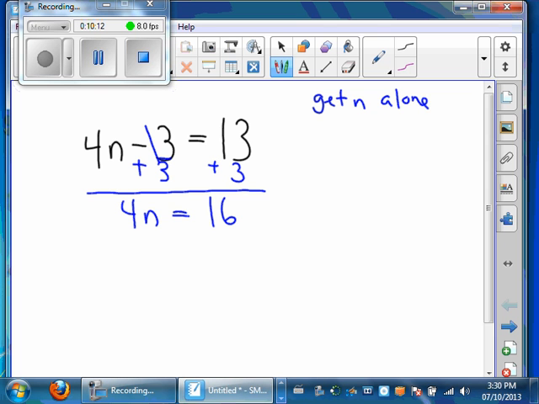So now what we've got is 4 times a number equals 16. So in order to get n by itself, we have to do the opposite of multiplication, which is to divide. And remember, this line means divide, and we divide both sides by 4, because if we're dividing this one by 4, we also have to divide this one by 4. We know those cancel each other out because that's going to give us 1, and that means n is going to equal 4.